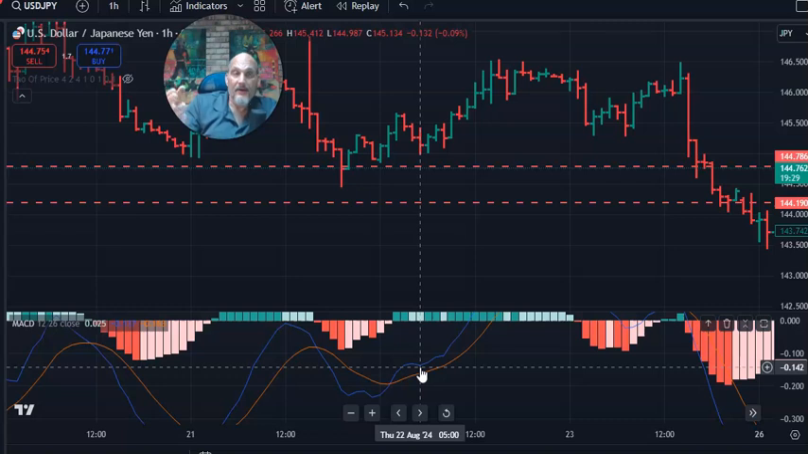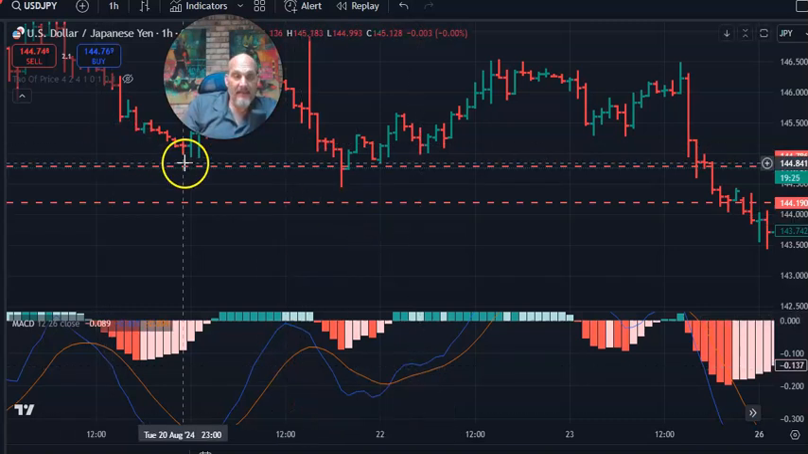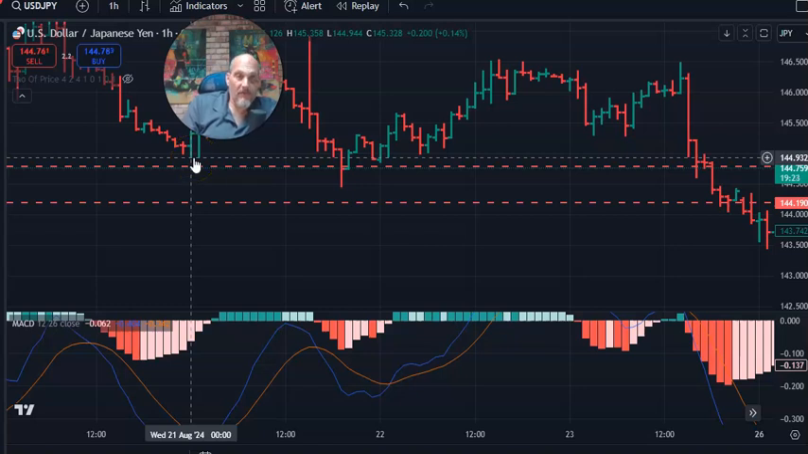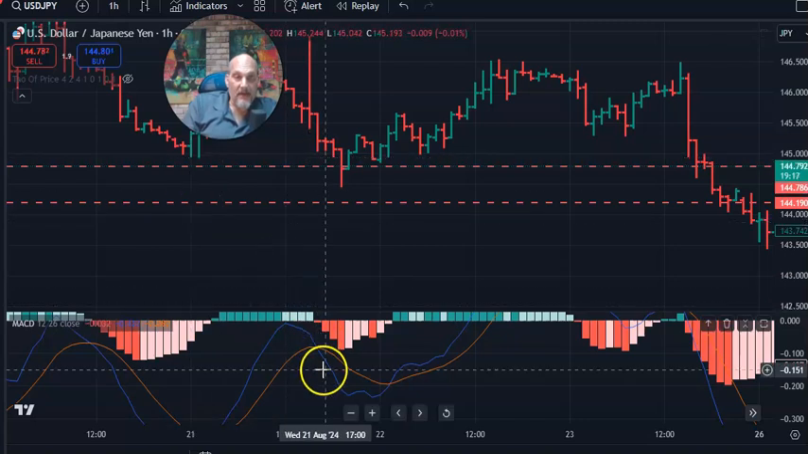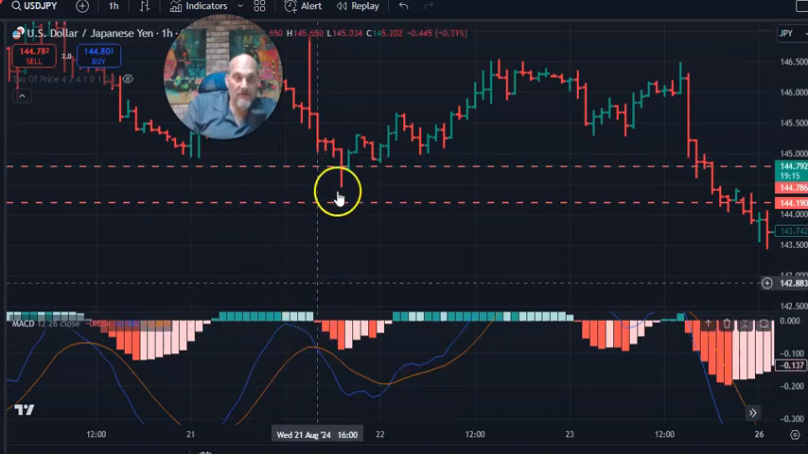So that's just it. You could pick a point here, just for argument's sake, and you could have had a Larry Williams oops trade right there. Much better than this moving average convergence divergence thing.